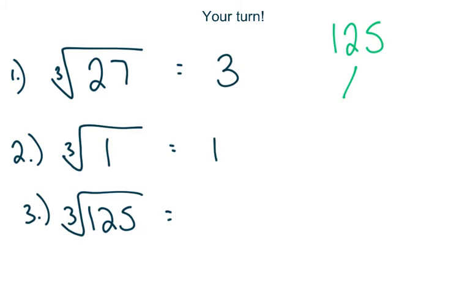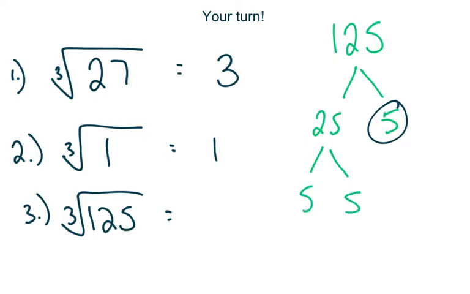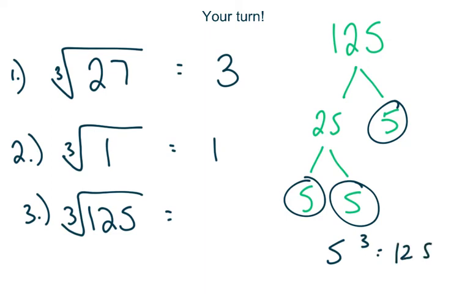I'm just listing the factors of 125. So I'm just thinking, what times what gives me 125? What two numbers multiply to give me 125? I know that 25 and 5 multiply to give me 125. I know that 5 is a prime number because only 5 and 1 go into it. So I can move on to this 25 and see if there are any factors I can draw from that. I know 5 times 5 is 25, so then I circle the 5 and the 5. This is as simple as they can get. 5 times 5 times 5 means that I could write this as 5 cubed, and that would equal 125. So the cube root of 125 is 5.